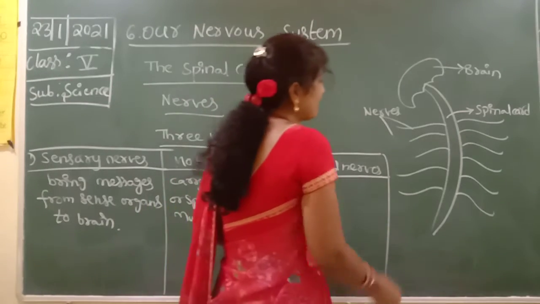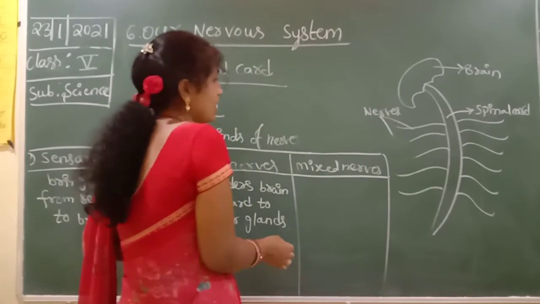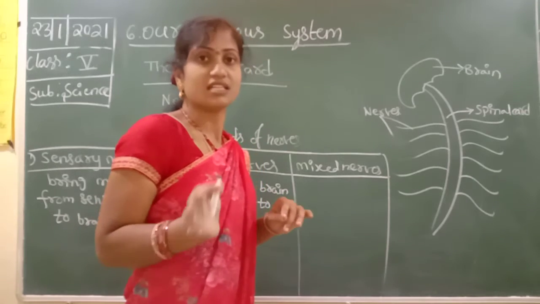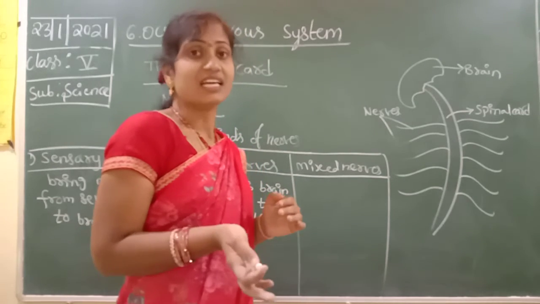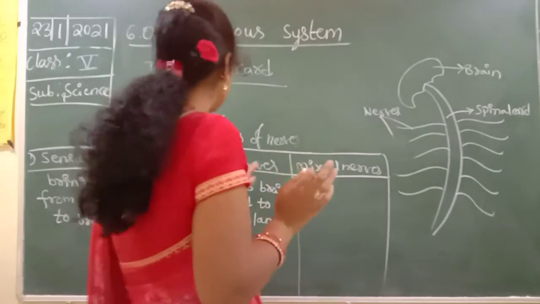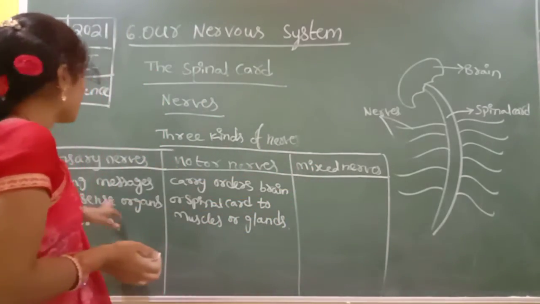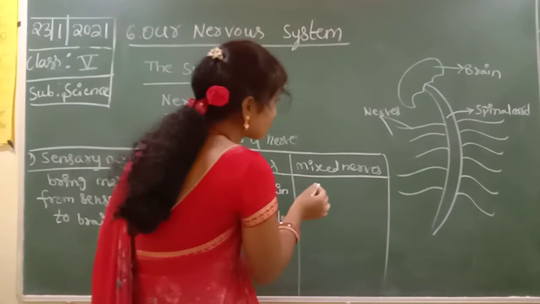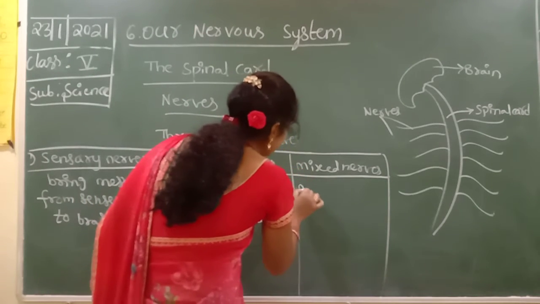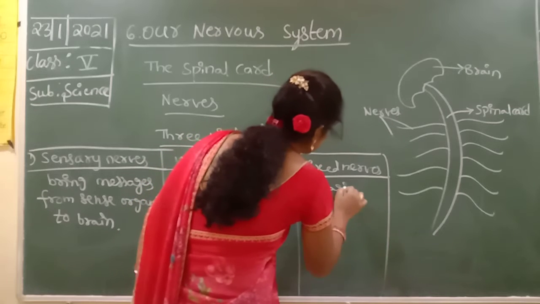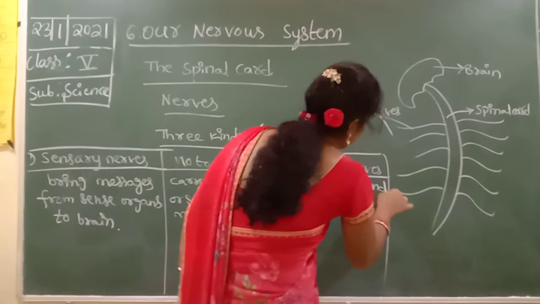Next, mixed nerves. Mixed nerves carry messages and also carry orders. They do both works. Mixed nerves bring messages and orders.